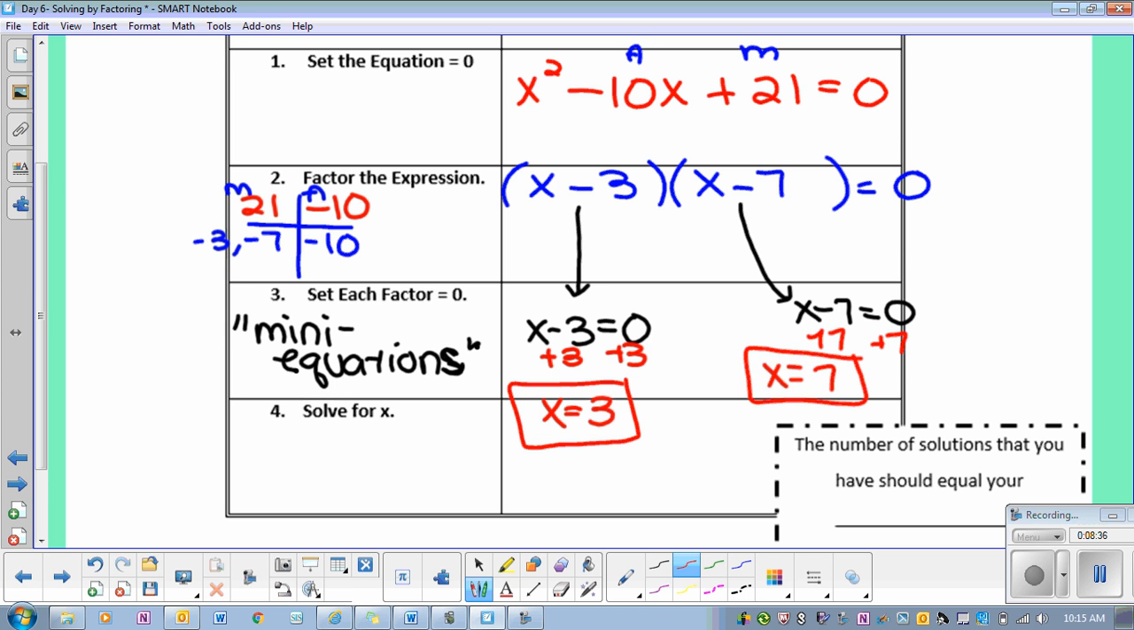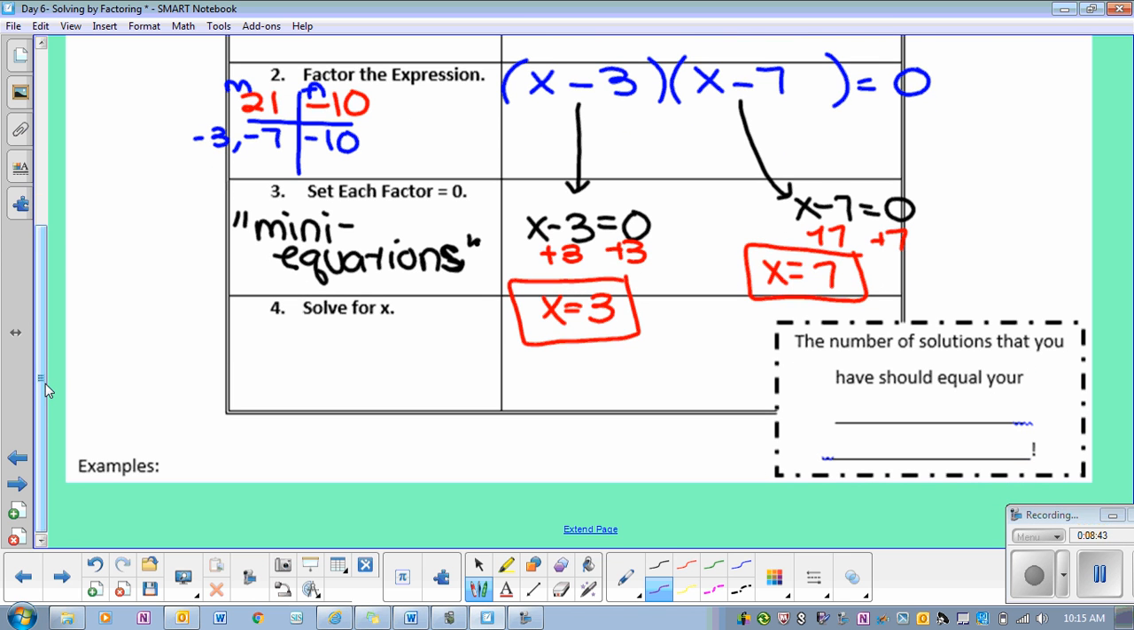Okay. So then after you solve them, you can be a little bit fancy here. We're going to put our solutions into these solution sets, into these curly braces. So we'll say x equals {3, 7}. You don't have to, because I'm not going to mark it wrong if you don't put it in the solution set. But on the SOLs, you will see the solution set. So I want you to know what it looks like, okay?